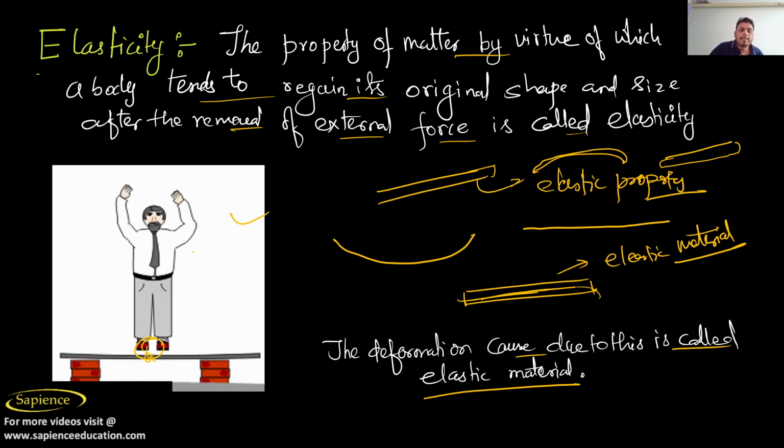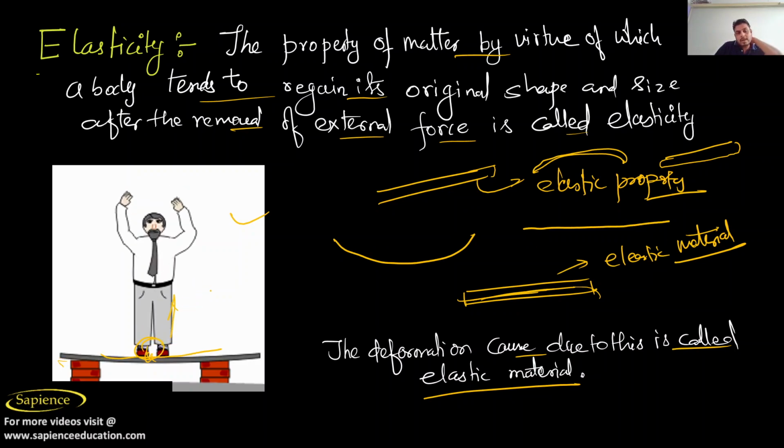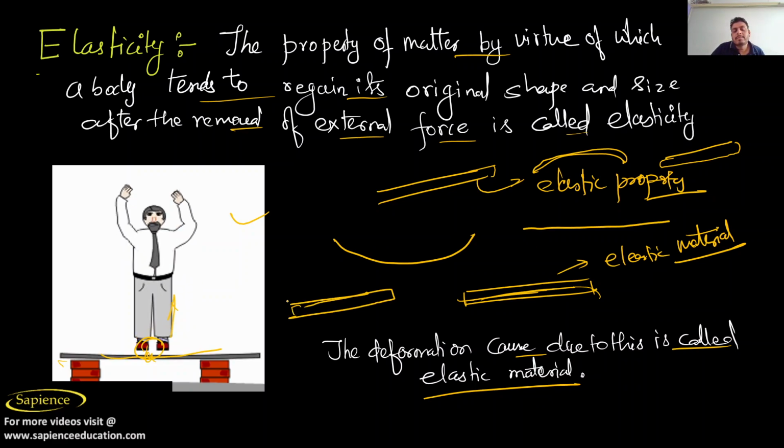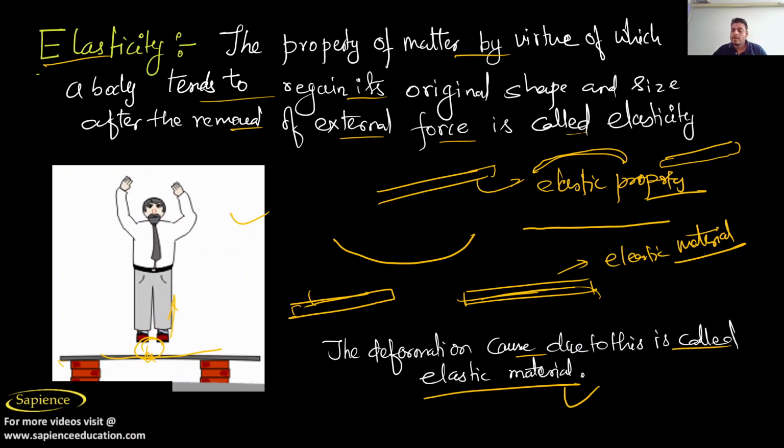Here a person is jumping on this object. As soon as he jumps, due to external force, it changes its shape. But as soon as he jumps off, it again regains its original shape. That's why the behavior or property of this material is known as elasticity, and the material which has the tendency of elasticity is known as elastic material. Okay, I hope you have understood now.